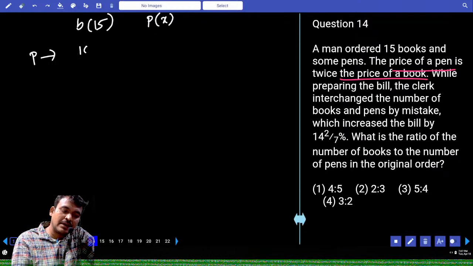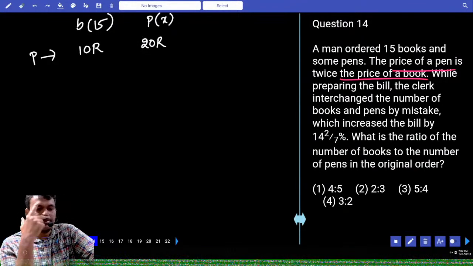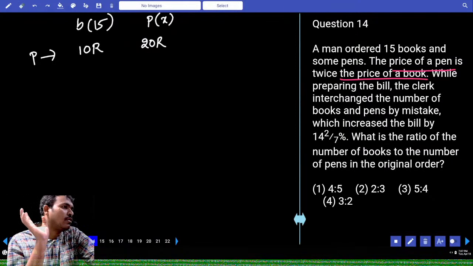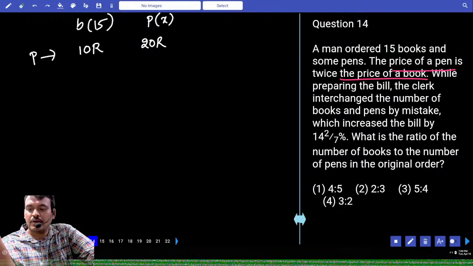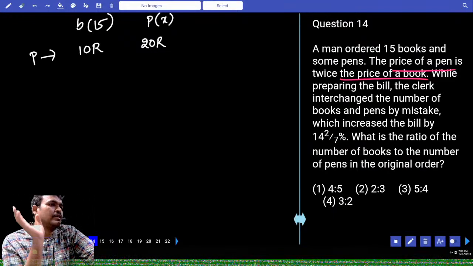Suppose the book price I consider 10 rupees. Each one 10 rupees. Next, pen price 20 rupees. Irrespective of 10, 20, whichever values we take we get the same answer. Okay. Book price is 10 rupees. Pen price is 20 rupees. First we need to identify the original bill amount.